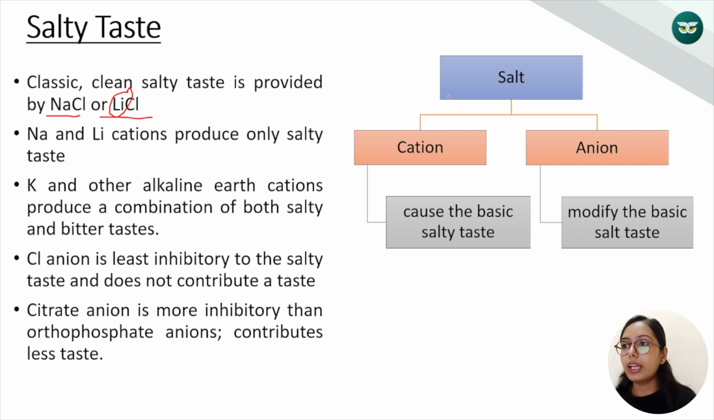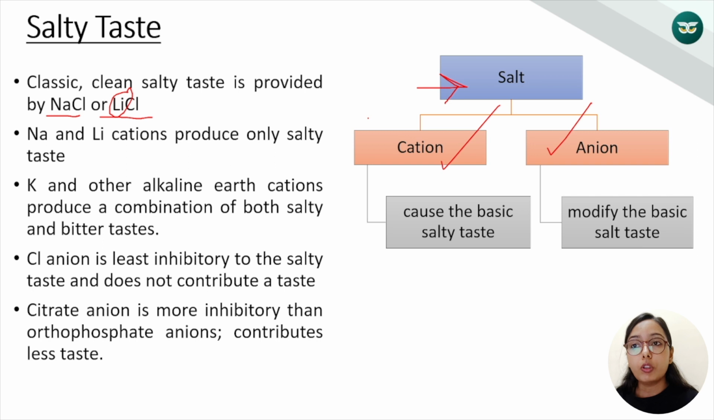Talking about salt, we know that salt is made up of two components, a cation and an anion, and both are responsible for exhibiting different properties. The cation is the component responsible for causing the basic salty taste. So the major taste of salt is perceived due to the cation, while the anion does not play a role in the perception of salty taste, but is responsible for modifying the basic taste of the salt. Sometimes the anion nullifies or decreases the intensity of the salty nature of the overall salt. That is the function exhibited by the anion, while the major component responsible for the salt taste is the cation.